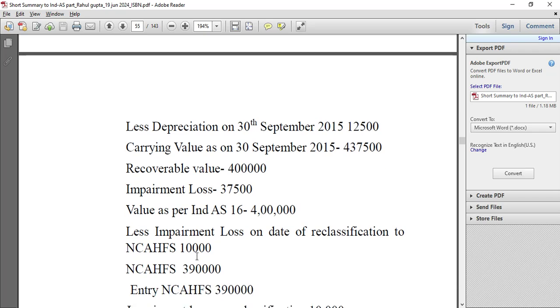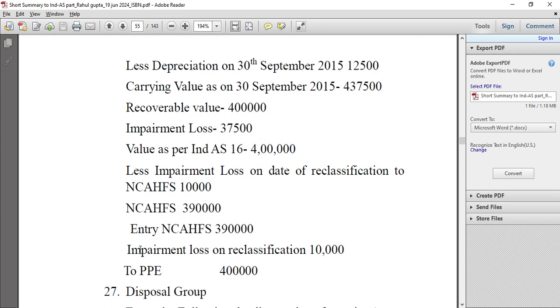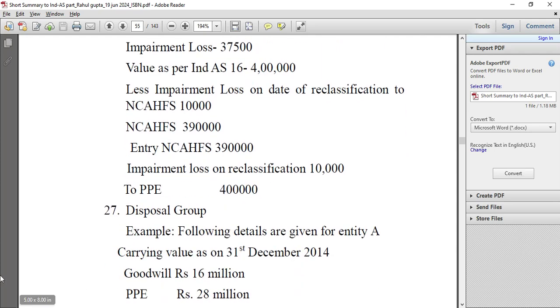Impairment loss on reclassification to NCHFS... No, my bad. Recoverable value is 4 lakhs. Impairment loss is 37,500. Value as per Ind AS is 4 lakh. Impairment loss on reclassification to NCHFS is 10,000. NCHFS 3 lakh 90,000. Impairment loss on reclassification 10,000 to PPE 4 lakh. Disposal group.